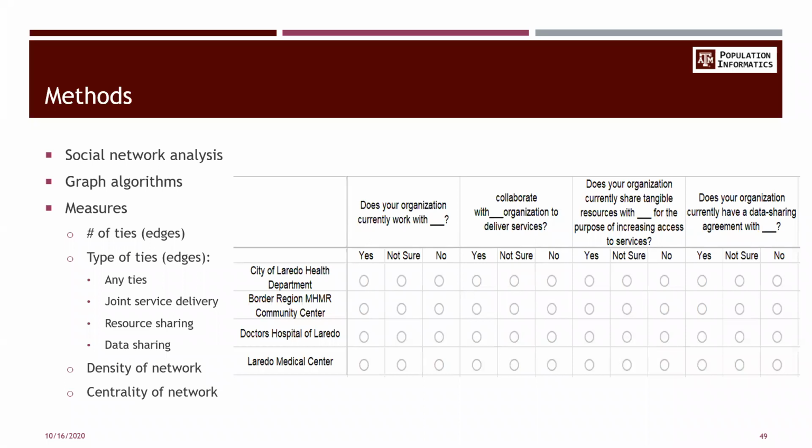You can also measure things like density of the network and centrality of the network. Is this a network where mostly everybody is connected to one person, or are we all interconnected? These are very common things you can do just to get a feel for what the data is behind it.